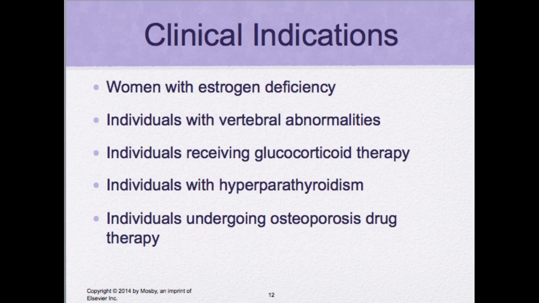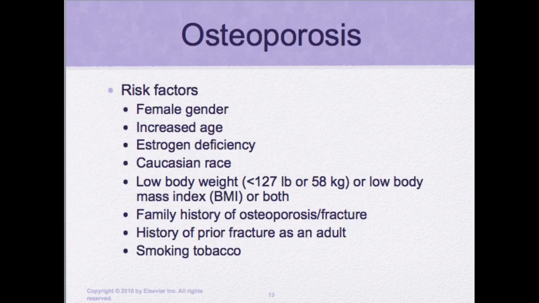So clinical indications are women with estrogen deficiency, individuals with vertebral abnormalities, individuals receiving glucocorticoid therapy, individuals with hyperthyroidism, and individuals undergoing osteoporosis drug therapy. So risk factors are being female, increased age, estrogen deficiency, Caucasian, low body weight, family history of osteoporosis, history of prior fracture as an adult, and smoking tobacco.